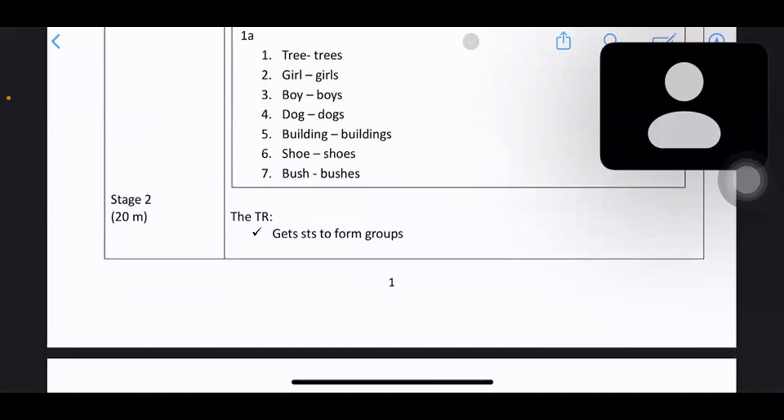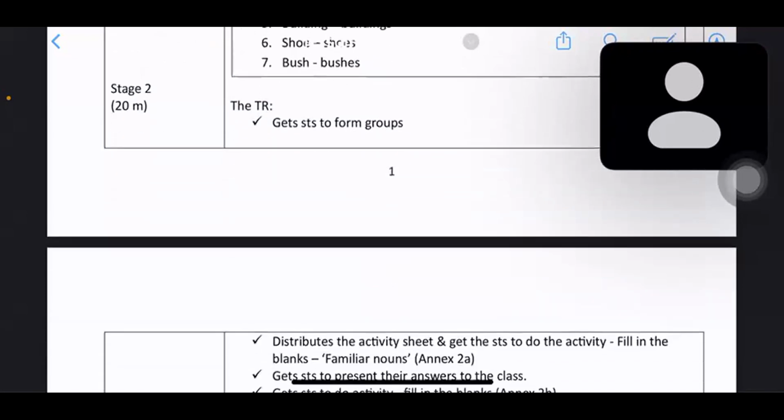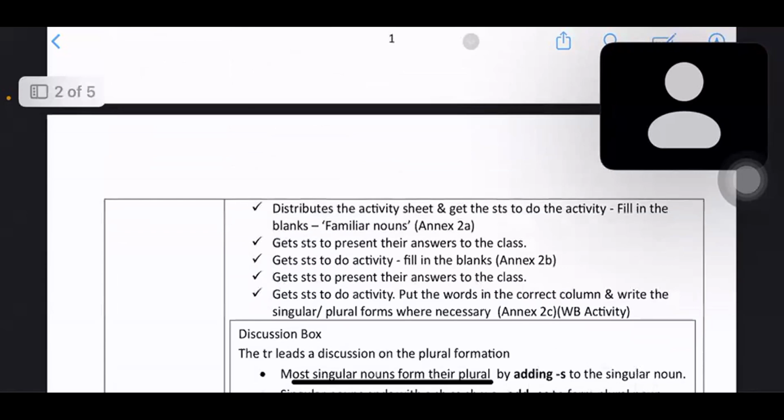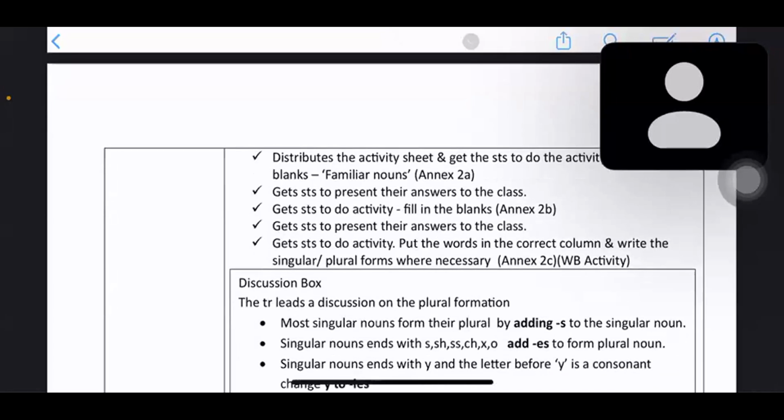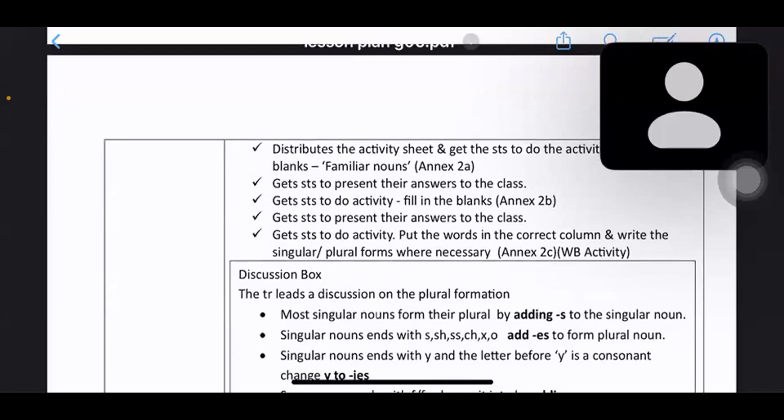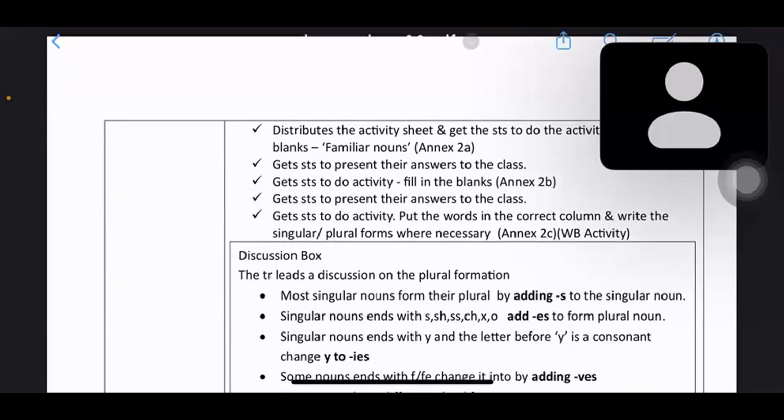The teacher gets students to form groups, then distributes the activity sheet and gets the students to do the activity. The activity is fill in the blanks. The topic is familiar nouns. It is in Annex 2A. Students present their answers to the class. Then the teacher gets students to do an activity, fill in the blanks, that is in Annex 2B. Students present their answers to the class.